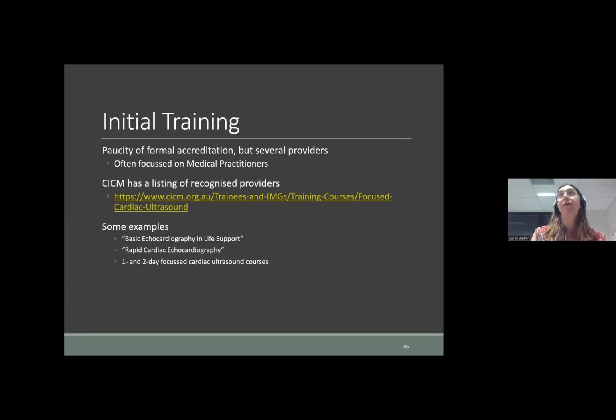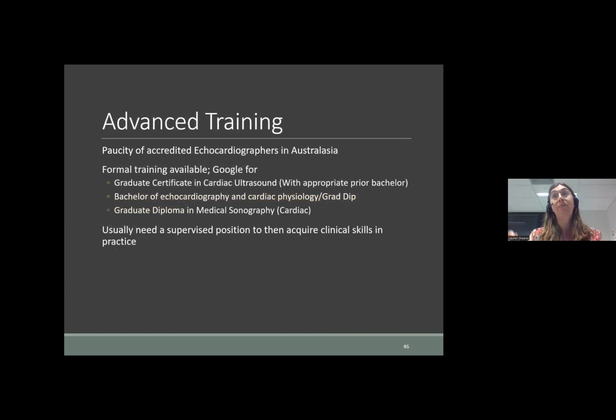But they're not enough on their own to be going out there and doing practice, particularly not as a registered provider. And so for advanced training, again, it's important to note there are a paucity of accredited echocardiographers in Australasia. So if you're thinking, actually I'd really like that, this is a potential career path for you. With formal postgraduate training, what you need to be looking for is either a graduate certificate in cardiac ultrasound if you've got an appropriate prior bachelor, and in Australia the graduate diploma, which may be offered in addition to a Bachelor of Echocardiography and Cardiac Physiology.